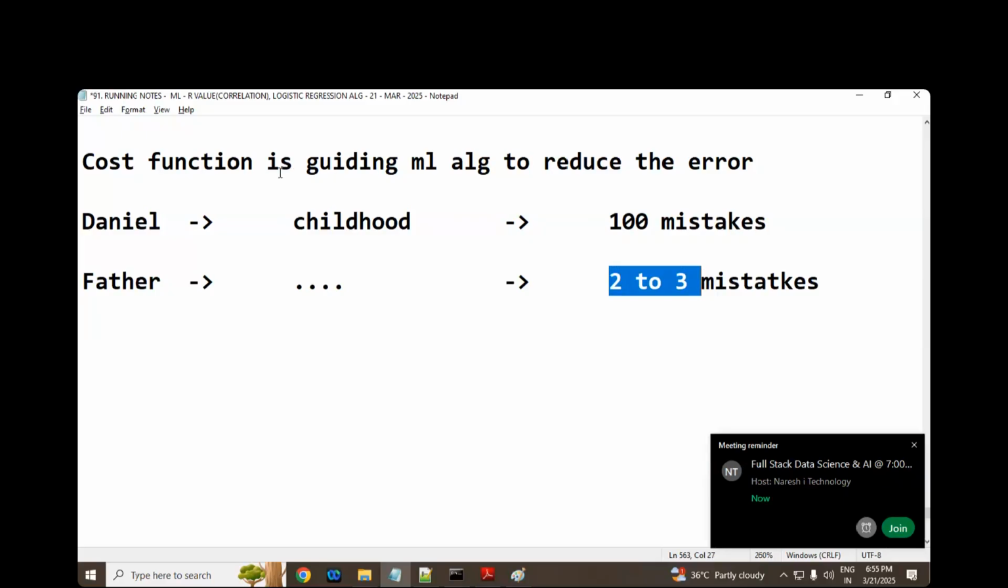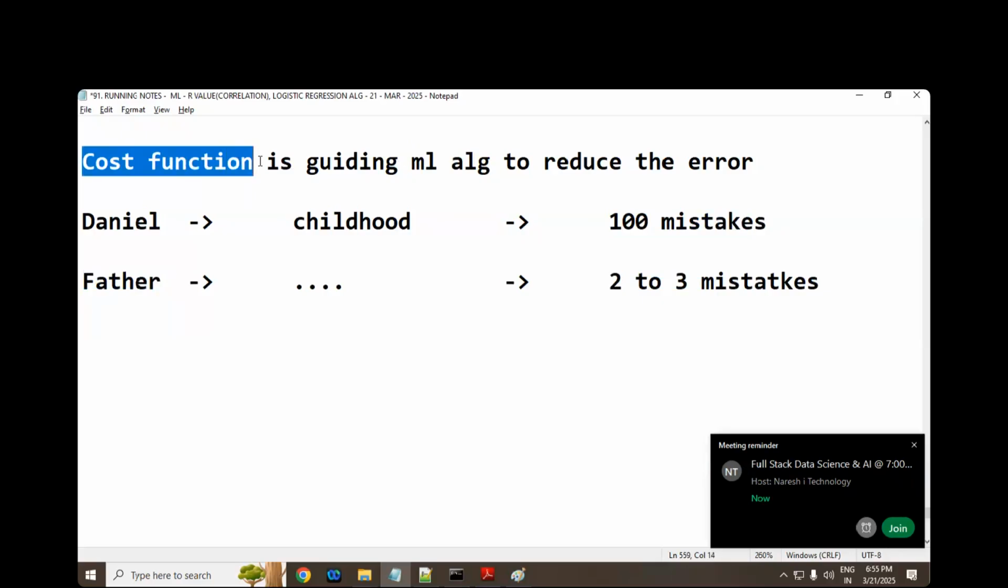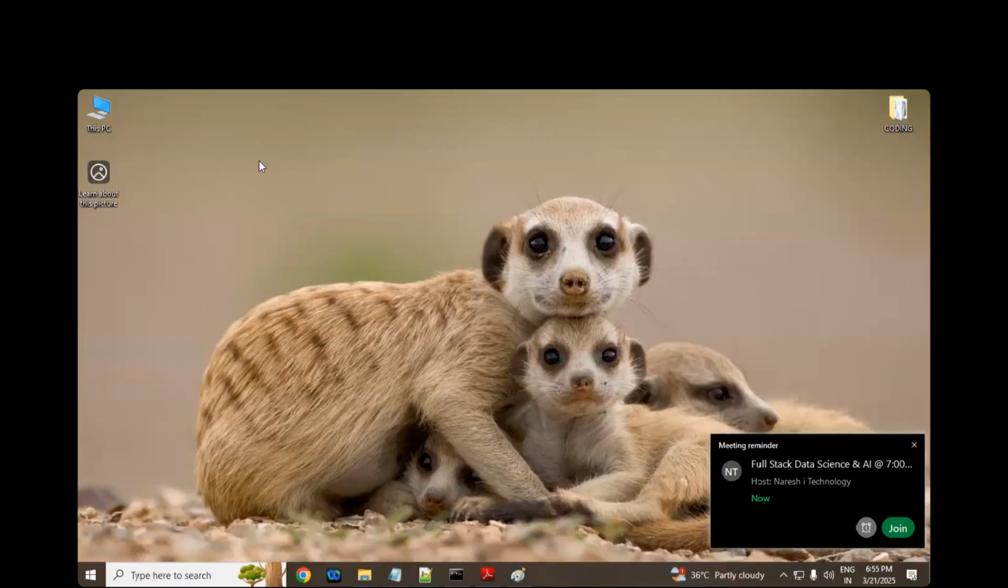Make a note on this: a machine learning algorithm also initially has a lot of mistakes, it has errors. Just as our father guides us, who will guide the ML algorithm? The cost function will guide it. I'm sorry, it is a little theory, but an interesting theory. Did you understand?